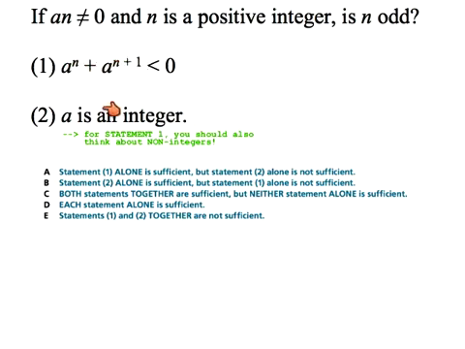this is also kind of an interesting looking algebraic expression here. This is something we can factor if it helps us. You can pull out an A to the N out of that. You don't have to, but you can and just see what comes of it. So you pull out an A to the N, then that gives us 1 plus A, and that's less than 0.